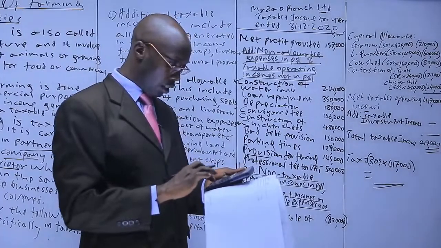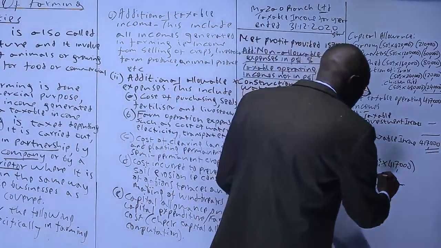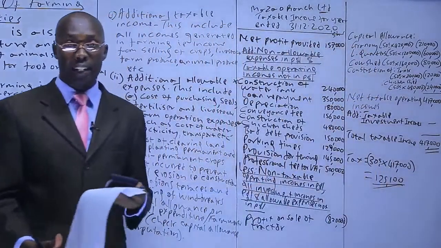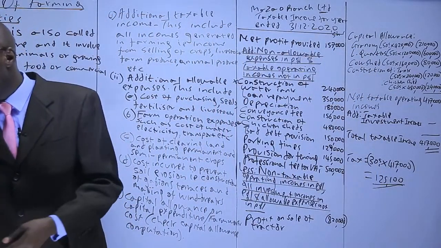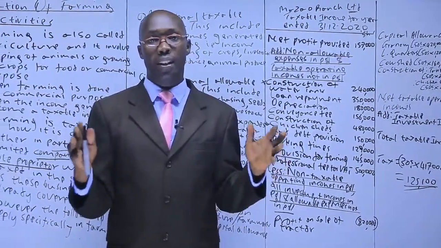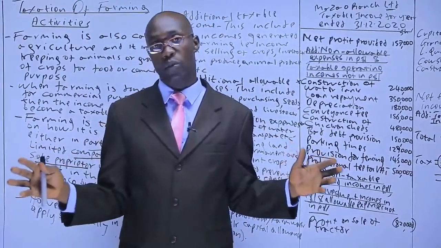30% of 417. That gives us 125,100. And that is the end of that question. So that is how you tax the farming activity. And you would have noted that it's not different from the businesses that we have looked at.